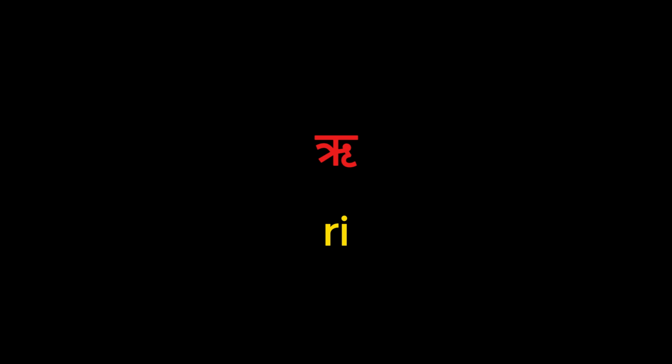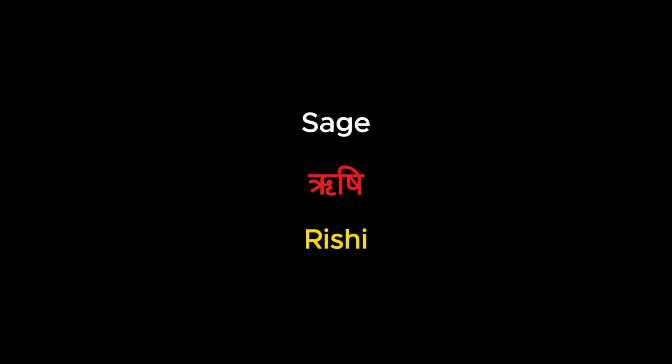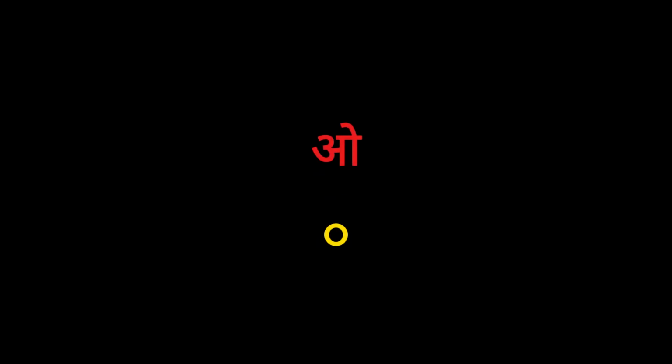Z. Z. Example, Rissi. Rissi, which means sick. A. A. The example is egg. Egg, which means one. I. I. The example is aina. Aina, which means mirror.